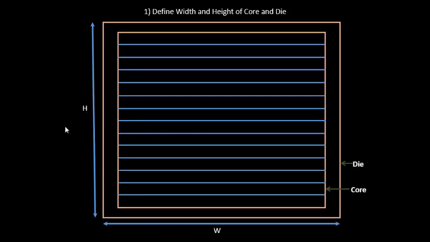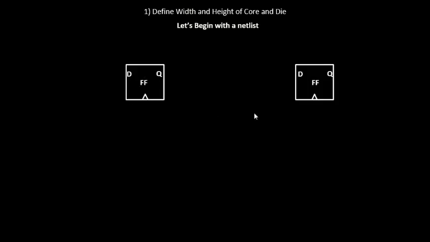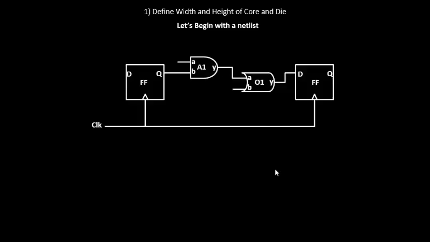What we'll do is start with a basic netlist. The basic netlist that we'll be using is, let's say, two flip-flops, the launch flop and the capture flop, with a simple combinational logic in between them. Our netlist will consist only of this for now. Let's take this as an example to identify the width and height of the core and die, and then this can be extrapolated to millions of gates.